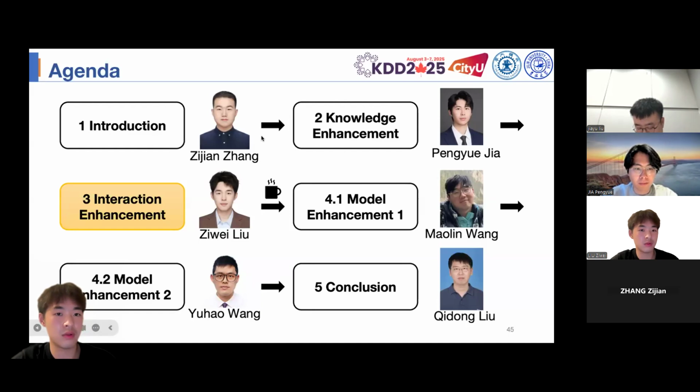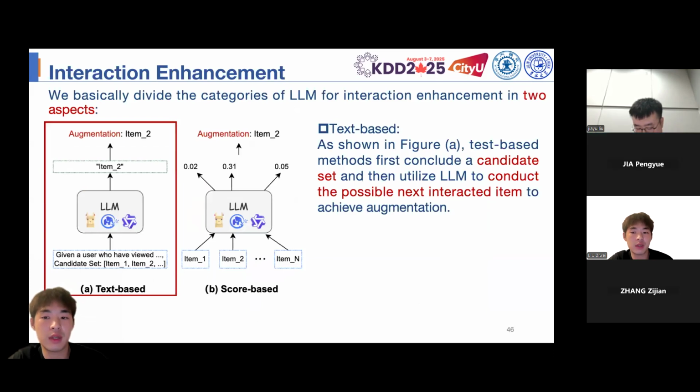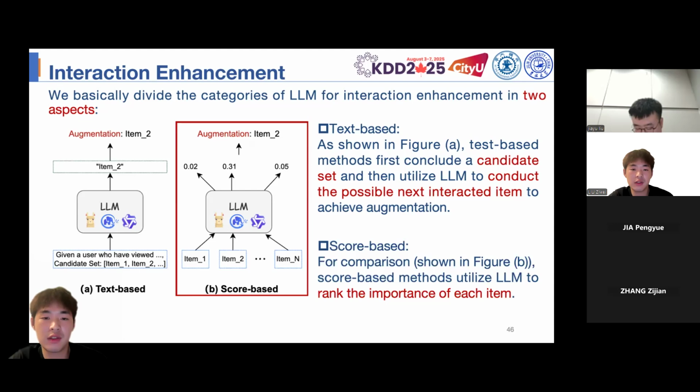Okay, let's go. So, hello everyone. In this section, we'll present the details about LLMs in enhancing user-item interactions. We will divide the category into two aspects. The text-based aspect, as shown in Figure A. The text-based methods first construct the candidate set and then utilize LLM to predict a possible next interactive item to achieve augmentation. And for the score-based one, we can see it in Figure B.